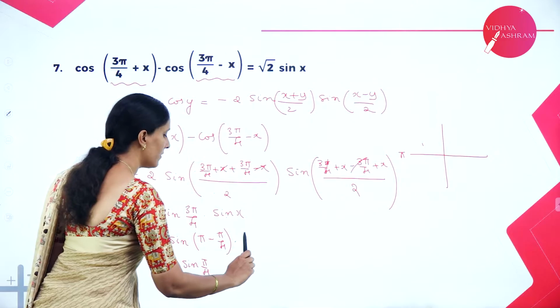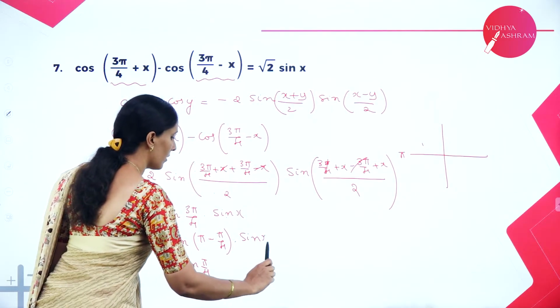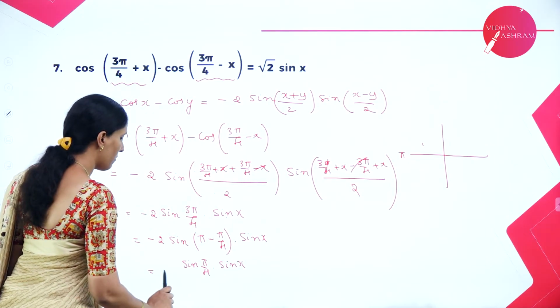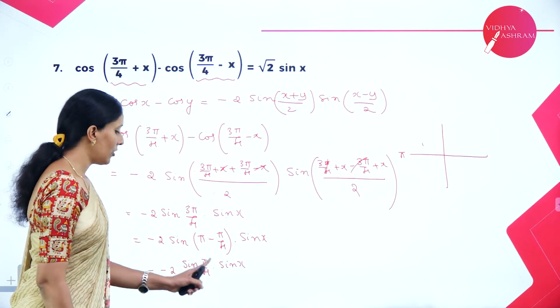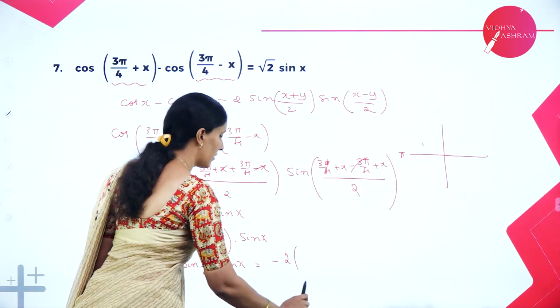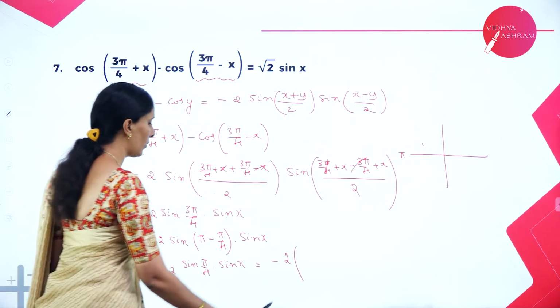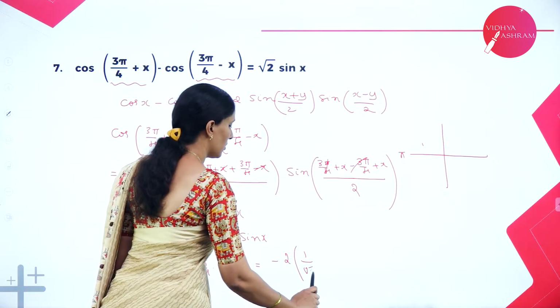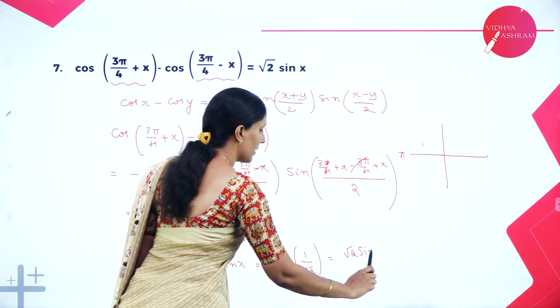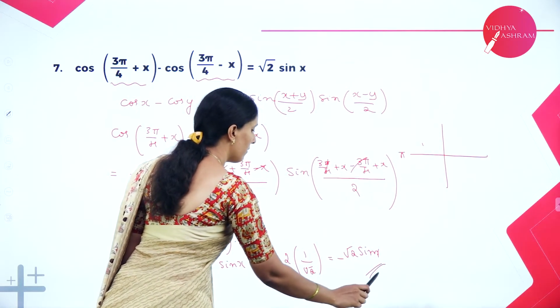Now here we have sin x. So let me write sin x here. And here we have minus 2. Now what is the value of sin pi by 4? It is 1 by root 2. So cancelling, we will get this as minus root 2 sin x. So this is the value.